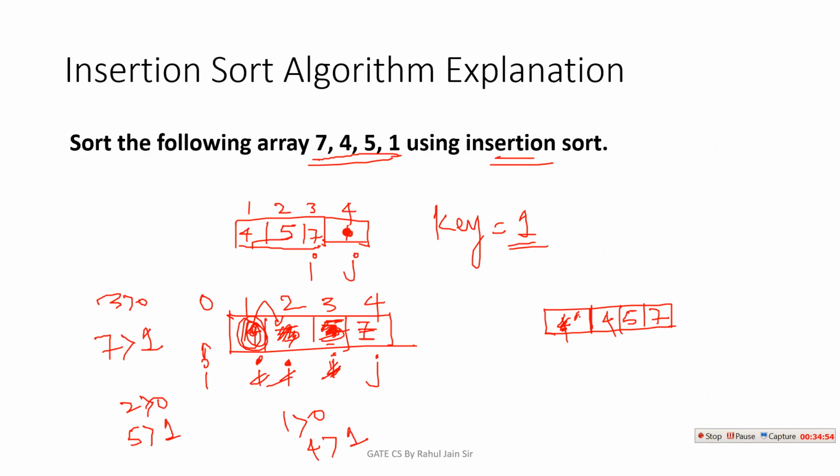So what is our key? 1. So my output will look like 1, 4, 5 and 7. So this is the output of my sorting algorithm using the insertion sort approach.